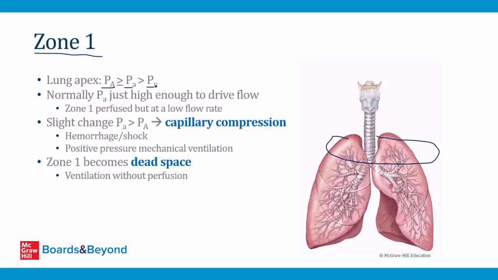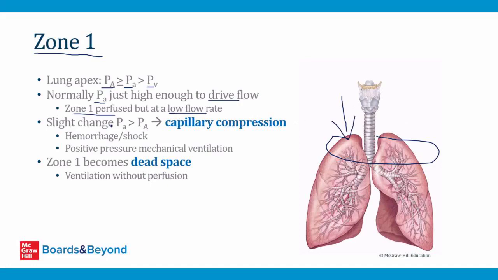Now, normally in healthy individuals, P sub a, in other words, the arteriolar pressure, is just high enough to keep the capillaries open and drive blood flow. Therefore, zone 1 is perfused with blood, but at a low flow rate. And we already talked about how the flow rate, the perfusion, is lowest up here at the top.